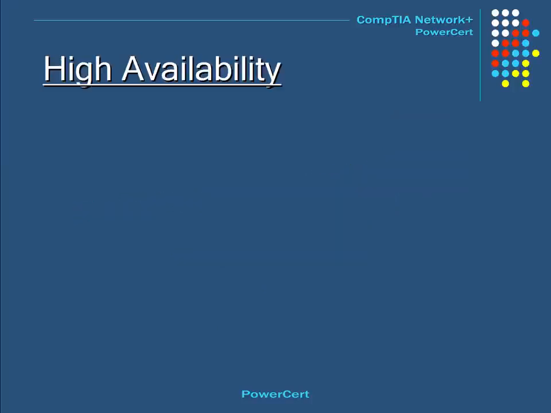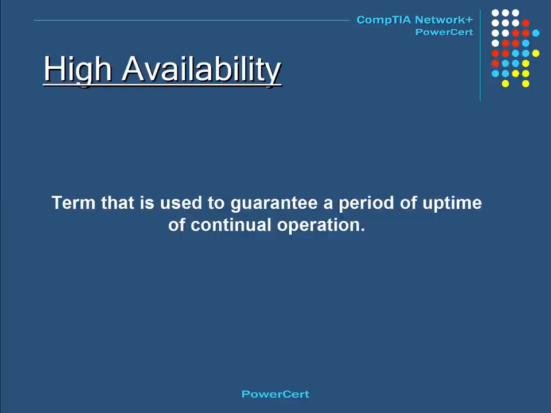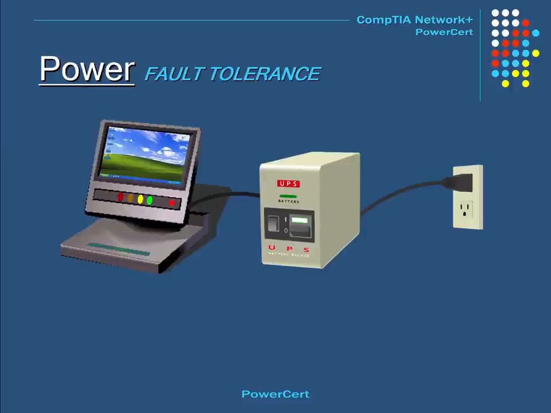And high availability is a term that is used to guarantee a period of uptime of continual operation. In order to keep a network in constant operation, you need to make sure that it always has power. But unfortunately in our world, this doesn't always happen. Power outages can happen for several reasons, such as storms and blackouts. So in order to prevent a disruption in network operation from a loss of power, you need to use a UPS. UPS stands for Uninterrupted Power Supply.